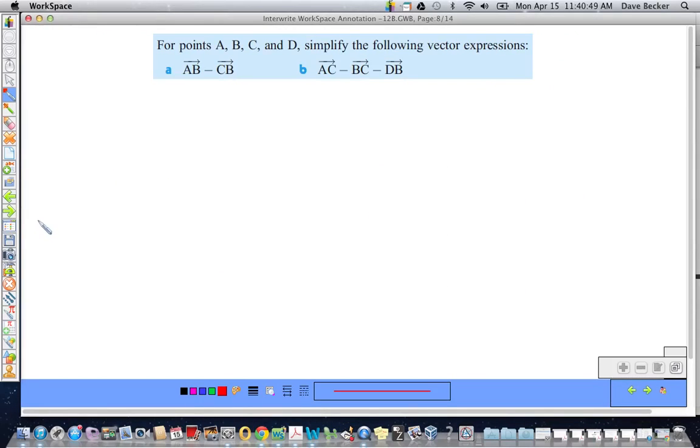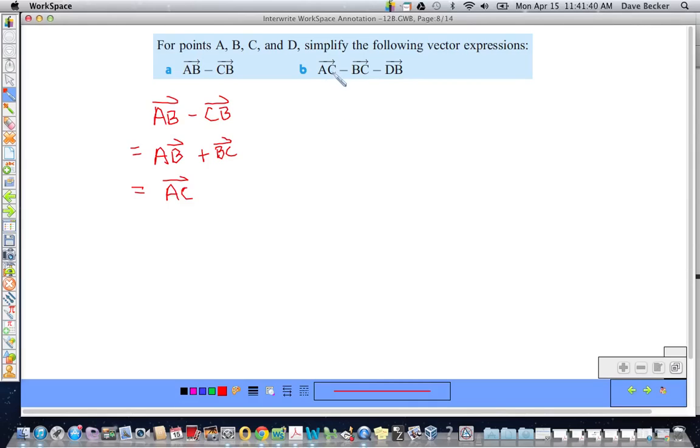Okay, next example, 4 points A, B, C, and D. Simplify the following vector equations. Let's think about this. AB minus CB is the same as AB plus BC. Why did I do that? Well, then I get a nice equation where my middle letters match. I'm going from A to B to C, and that gives me vector AC. So I manipulate the equation so it works in my favor.